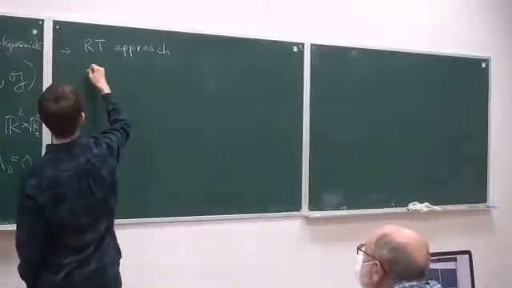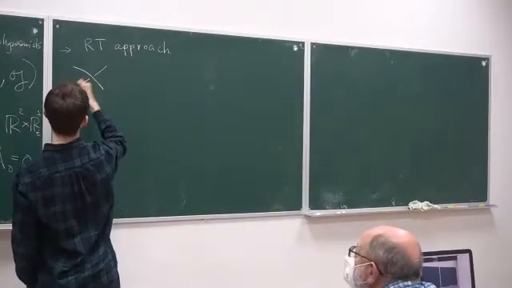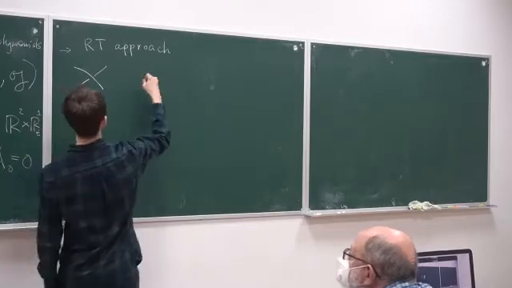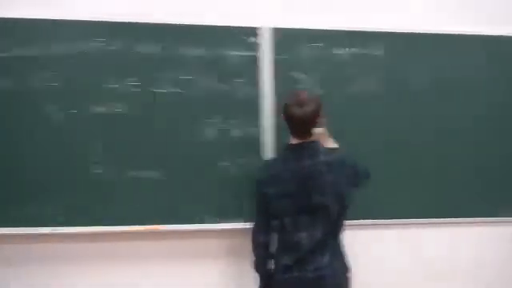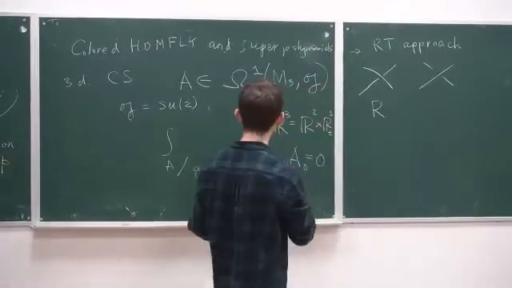So we have a four-valent graph, which is a projection of a knot with two kinds of vertices, this and this, and we associate to it a matrix of this group.